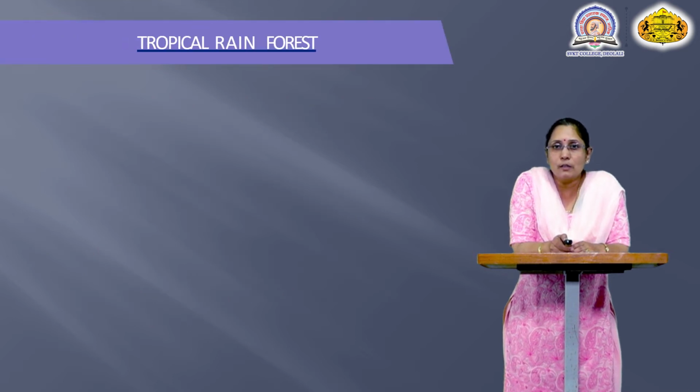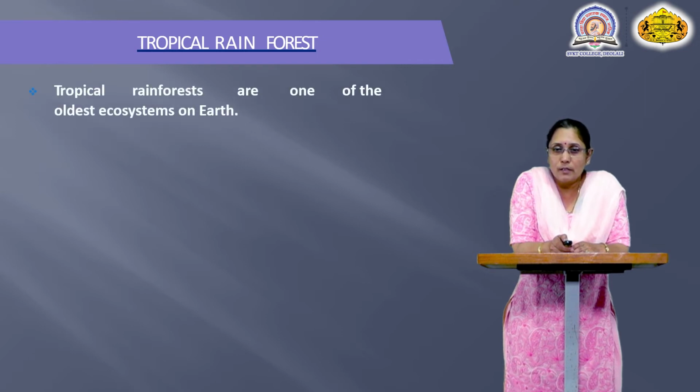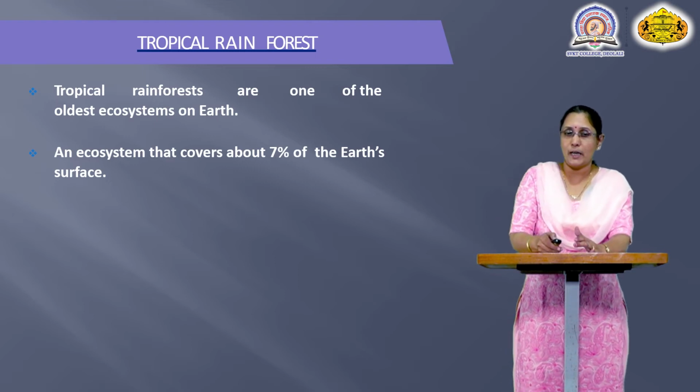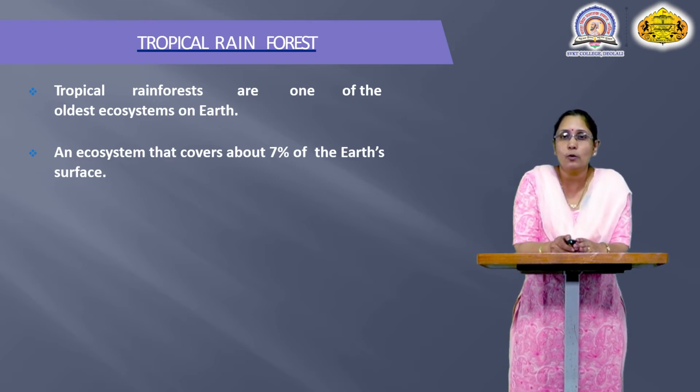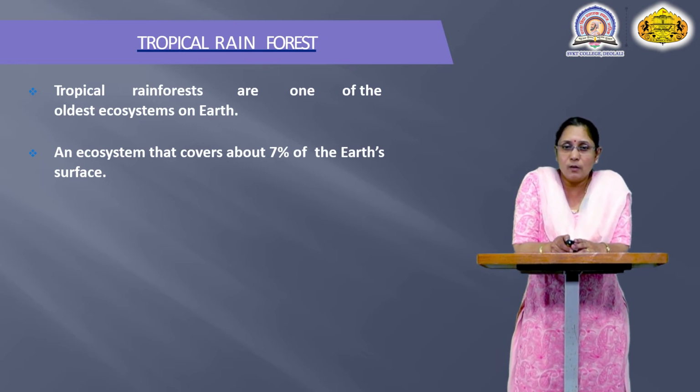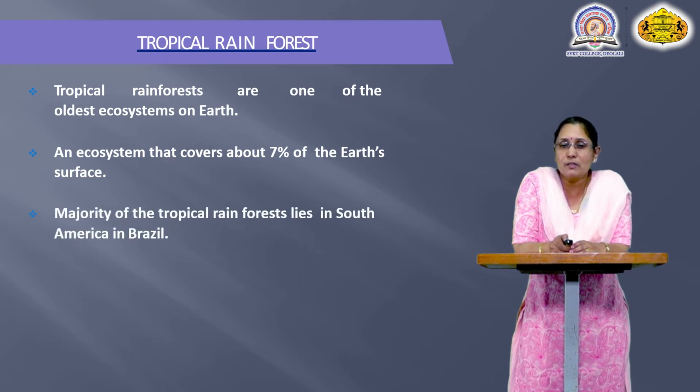Next to this temperate deciduous forest, we turn toward the tropical rainforest. So this is the first characteristic feature of tropical rainforest. Tropical rainforests are one of the oldest ecosystems on earth. If you are interested in the origin of earth, it has been observed that these are the oldest forests or oldest ecosystems on the earth, an ecosystem which covers about 7% of earth's surface.